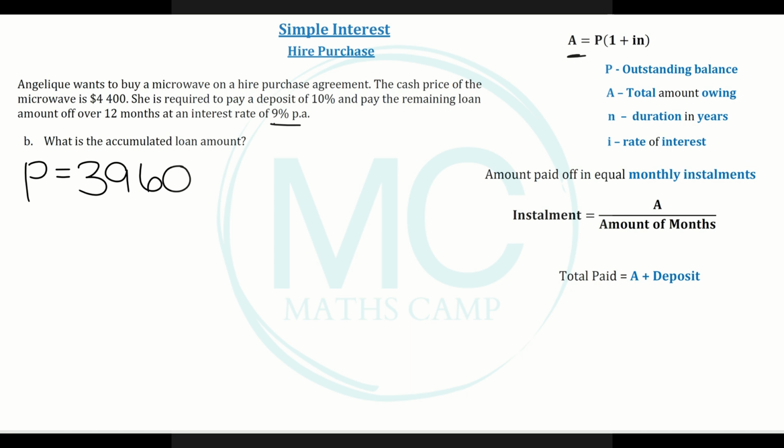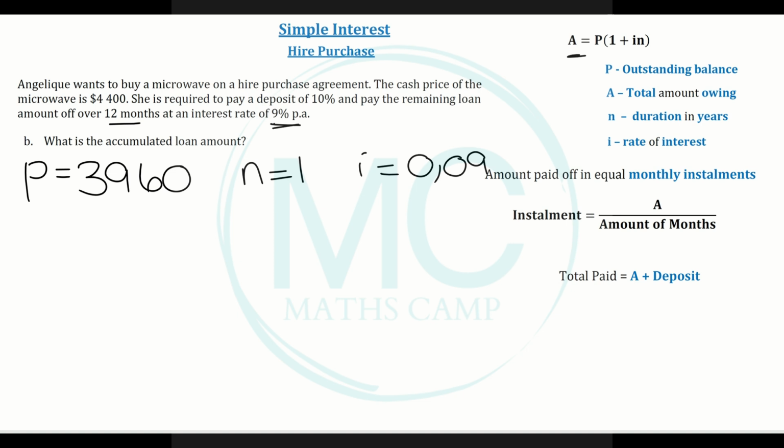Angelica plans to pay the remaining loan off over 12 months. Remember that N is always calculated in years. So 12 months is 1 year. We can say N is equal to 1. The store offers her an interest rate of 9%. So to find I, we say 9 over 100, and we get 0.09.